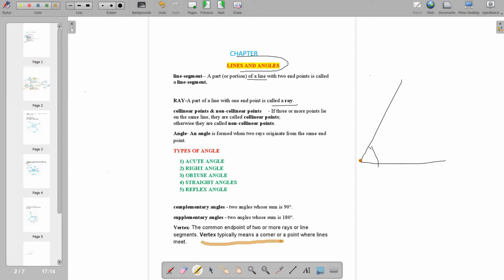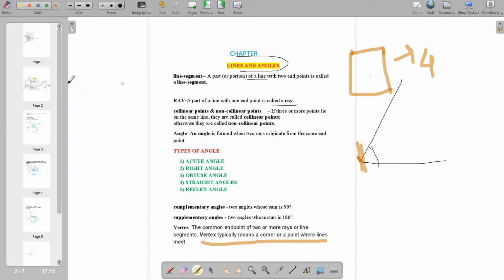Vertex typically means a corner or point where lines meet. These are the vertex points. Suppose there is a square. How many vertex points does a square have? There is no doubt, a square has 4 meeting points. It means the square has 4 vertices.